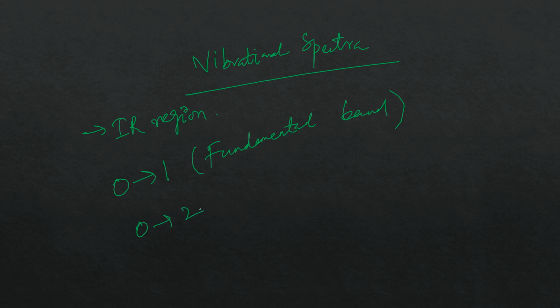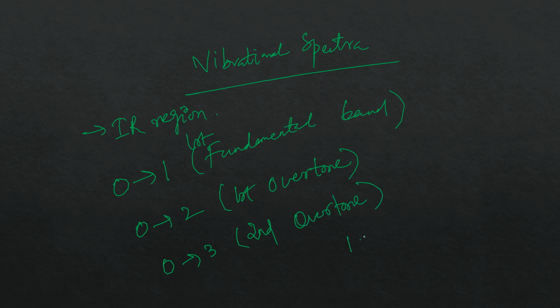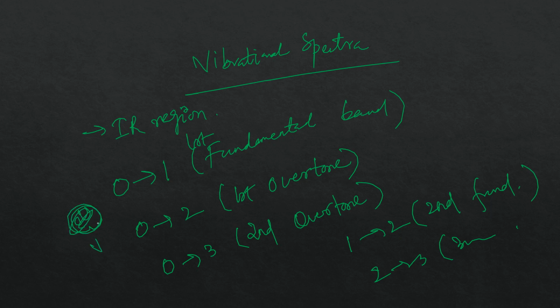0 to 2 will be the first overtone. 0 to 3 is the second overtone. 1 to 2 is called the second fundamental band. Like this it will go on. 2 to 3, third fundamental band. It will go on like this. We write the vibrational quantum number as V. So what is the formula for it?